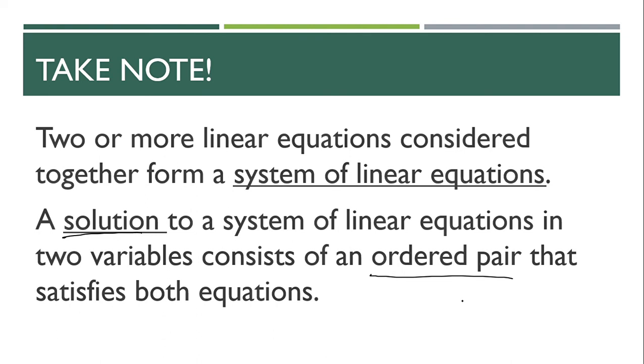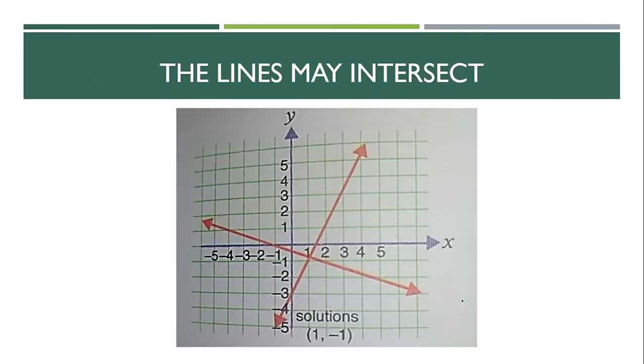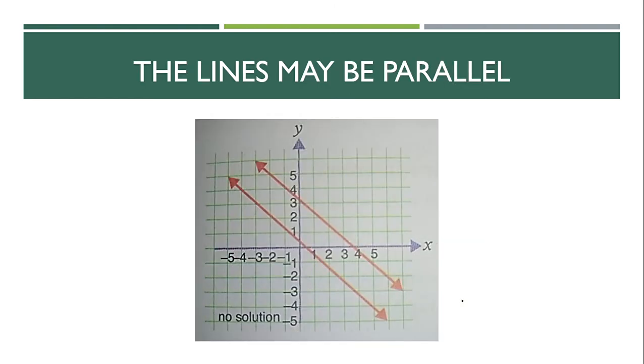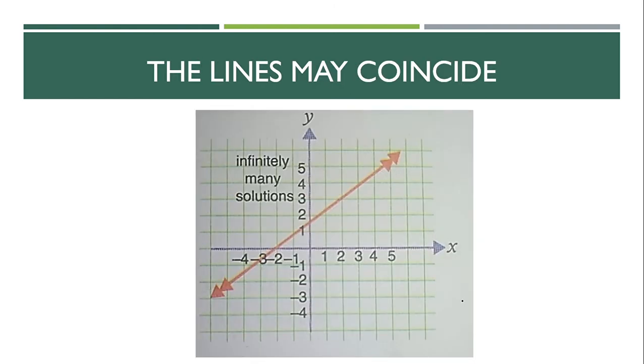So let us move forward. When two linear equations are graphed on the same coordinate plane, there are three possibilities with regard to their graph. First, the lines may intersect. Later on, we will see what that means. The first one again is the lines may intersect. The second one is the lines may be parallel. And the third one is the lines may coincide.